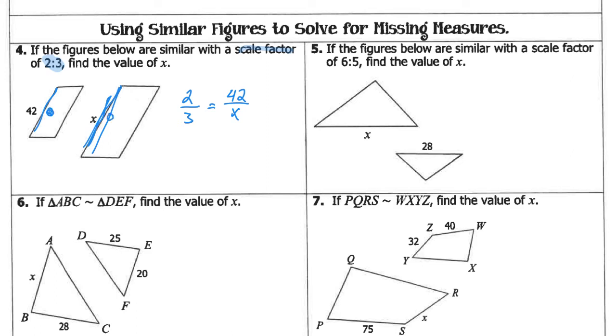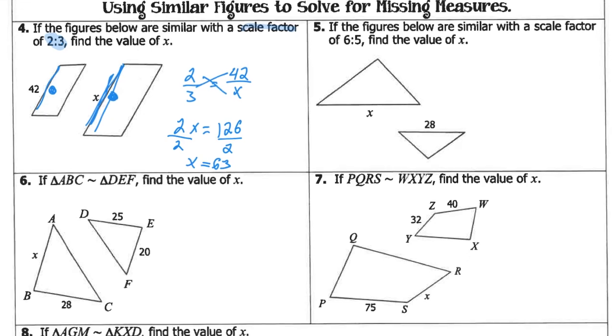So you're going to put the smaller quadrilateral above the bigger one in your other ratio. You just have to be consistent all the way through. And once you have your proportion set up, you simply solve it. Cross multiply, just like we were doing in the last assignment. So we have 2x equal to 126. Then we divide that by 2, and we have 63. And there we go. Number 5 is very, very much the same.